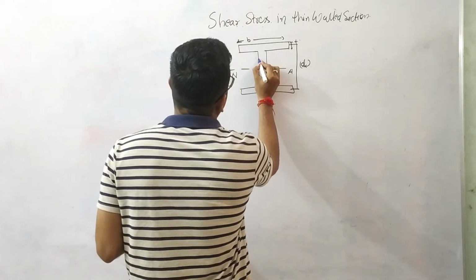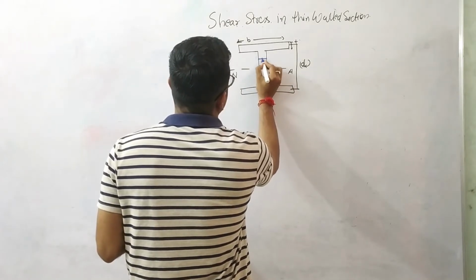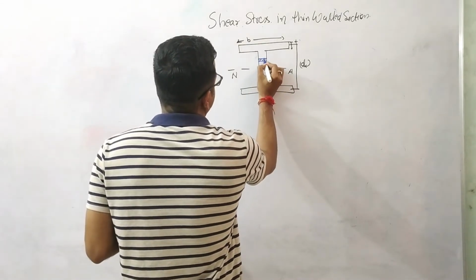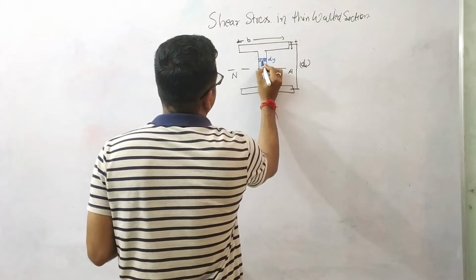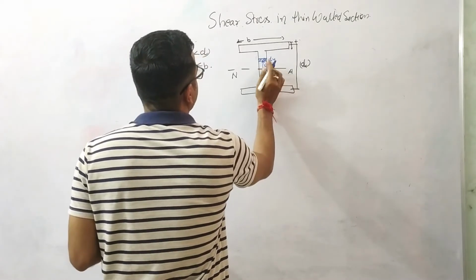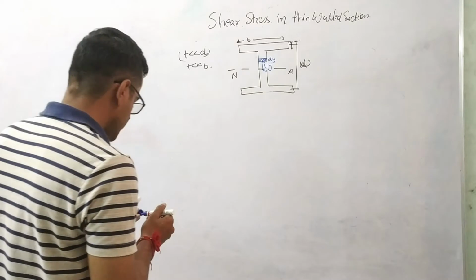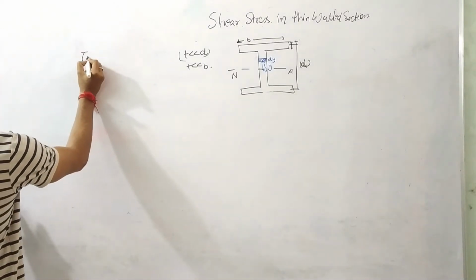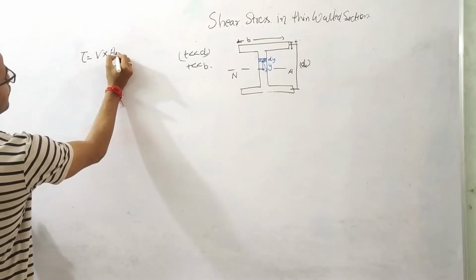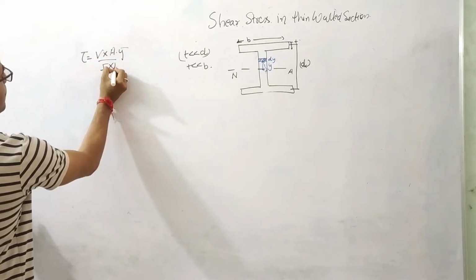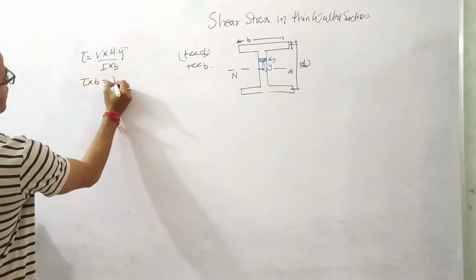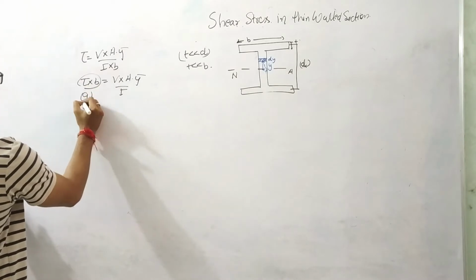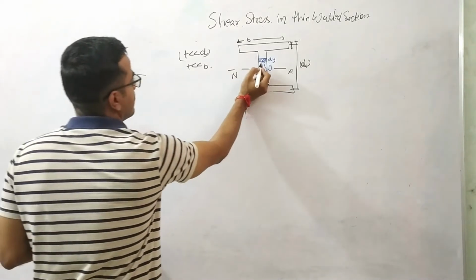So what I am doing here is making a cut at this location and taking an element dy at a distance of y. As you know, our formula for calculating the shear stress is tau equals V into A y bar over I into b. So tau into b is V into A y bar over I. This is the shear flow which we want to calculate at this location.